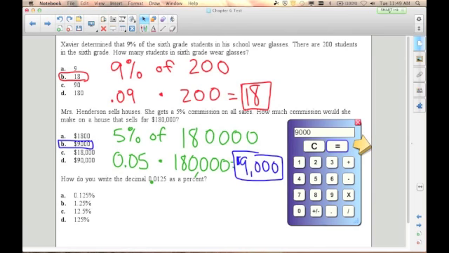To turn a decimal into a percent, I need to move the decimal point 2 spots to the right, or I need to multiply the decimal by 100. If I do that, I find that this is 1.25%.